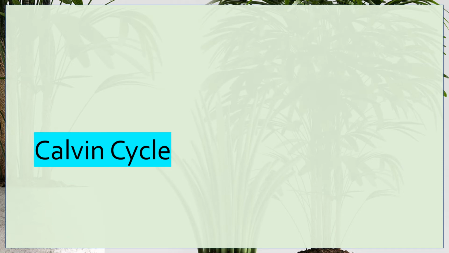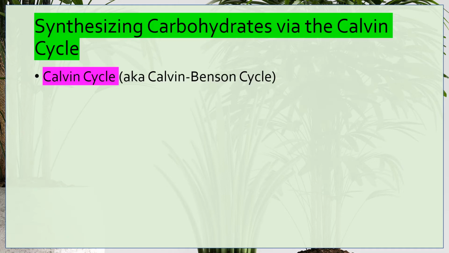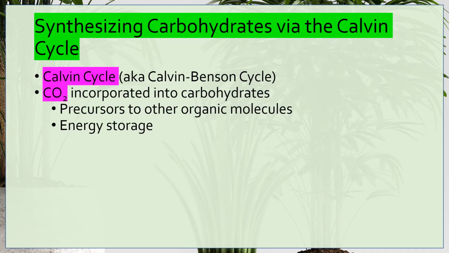Next, we're going on to the Calvin cycle, which makes carbohydrates. Okay, the Calvin cycle is also known as the Calvin-Benson cycle. Carbon dioxide is incorporated into carbohydrates. These are the precursors to other organic molecules where the energy is stored.